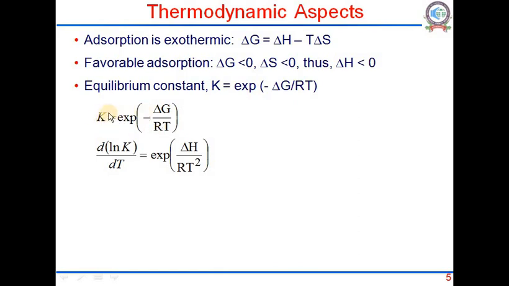measure this equilibrium constant at different temperatures, you can work out the heat of adsorption delta H by RT squared. So d ln K by dT is delta H by RT squared. This is very much like the basis for the Clausius-Clapeyron equation.